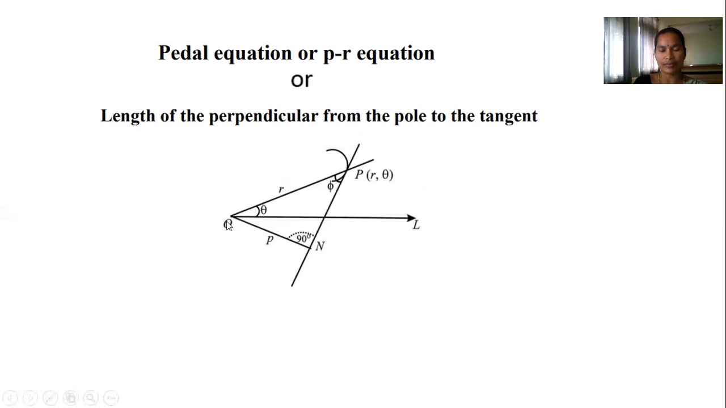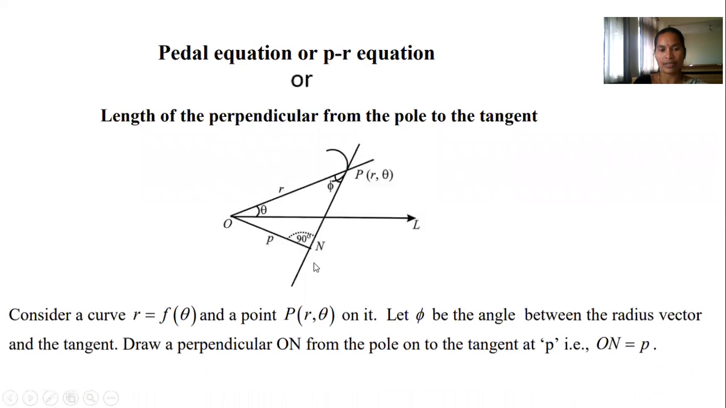Here you can consider we have drawn an initial line OL, and OP is the radius vector r at the point P of (r, theta). On the OP we have drawn a polar curve r = f(theta). We have drawn a tangent to that, and we have extended the length of perpendicular, joined as ON, at the point P. Here phi is the angle between the radius vector and this tangent.